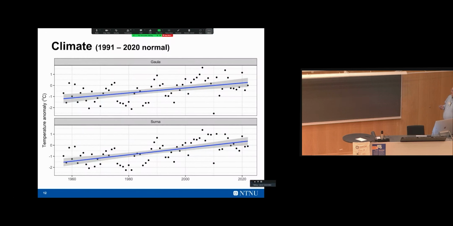And then we have some drivers. Something I think has an impact there is climate. You see that both Gaula and Surna have a similar development in temperature. This is the anomaly from the 1991 to 2020 normal. This has an effect on the growing season, which we'll get back to a little bit later.